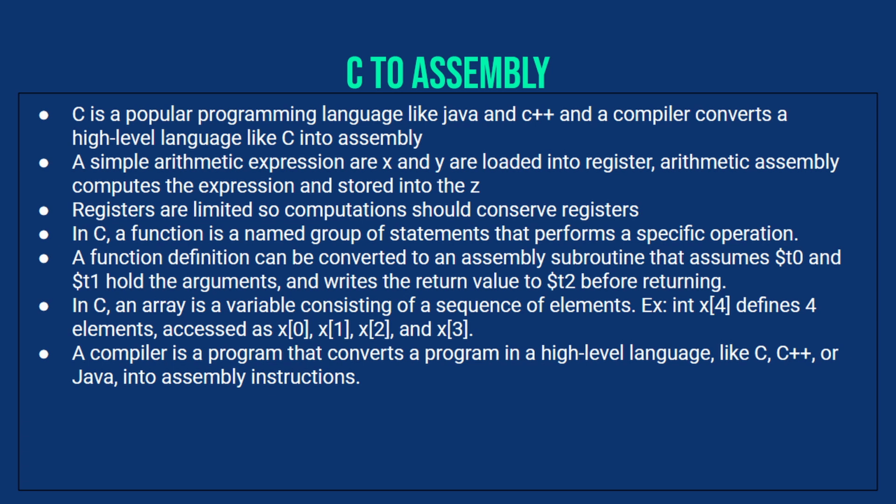In C, an array is a variable consisting of a sequence of elements. For example, we have an array of 4, defined as 4 elements, with accesses to array[0], 1, 2, and 3. A compiler is also a program that converts a program in a high-level language like C, C++, or Java into assembly instructions.